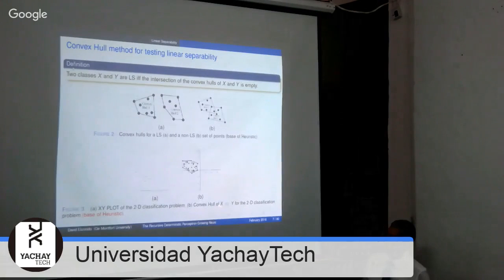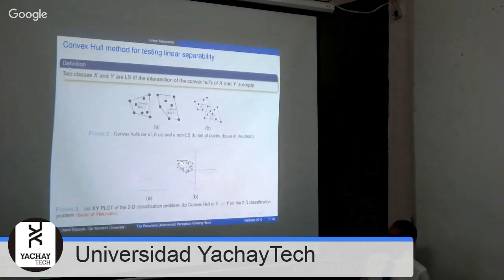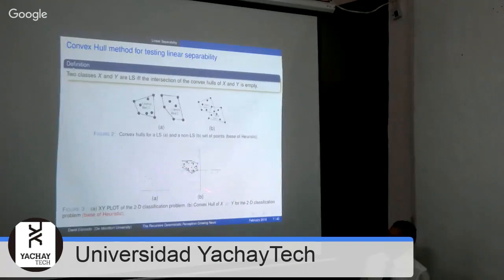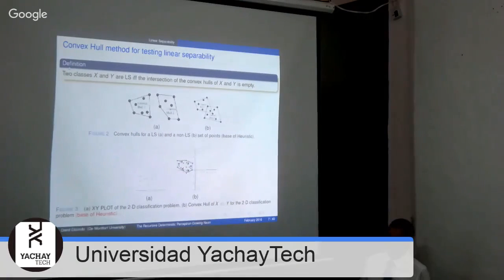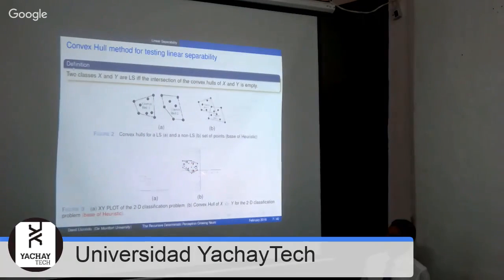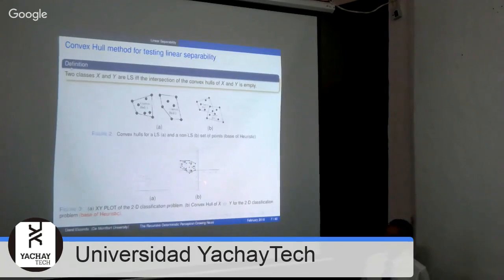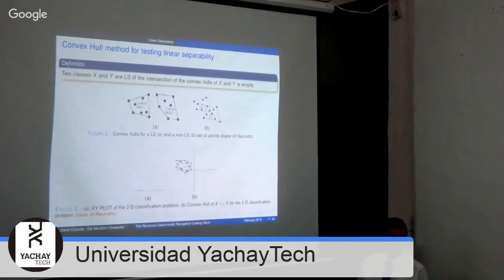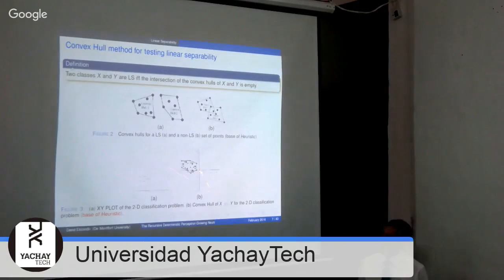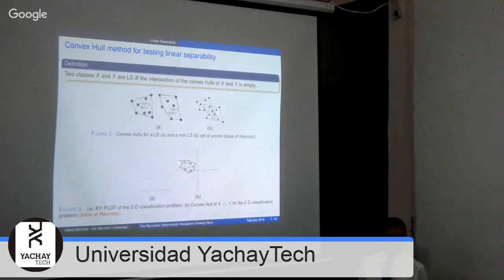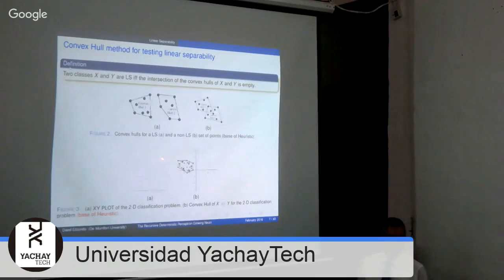Now, based on this convex hull, we developed a heuristic for computing linear separability. We actually perform the x minus y difference in here. We create a convex hull, and we know that if the center is not inside the convex hull, then the classes are linearly separable. If the origin is inside the convex hull, then the classes are not linearly separable.